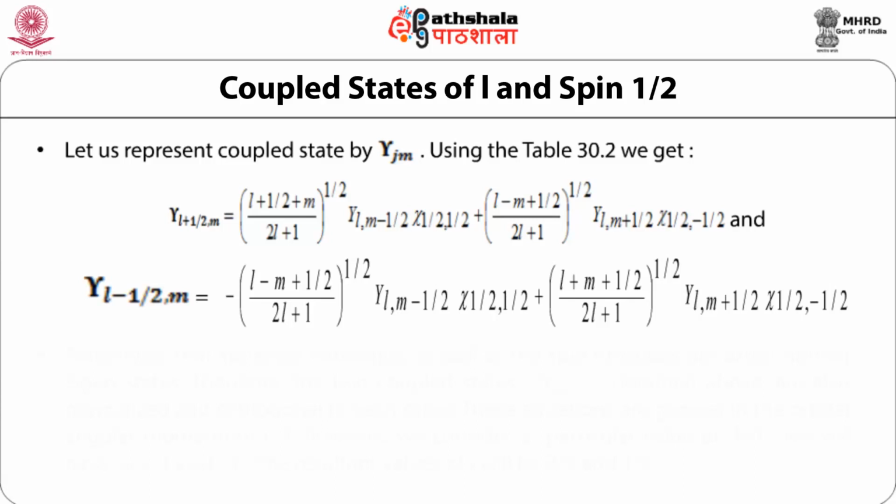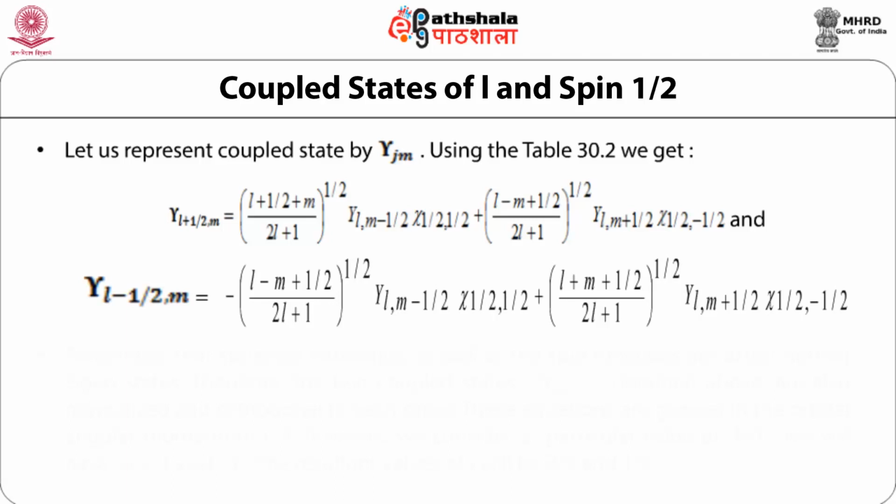Similarly, the other value that we get for the coupled state is Y_L minus half, comma m, equal to minus of bracket open L minus m plus half upon 2L plus 1 whole to the power half times Y_L,m minus half times xi_half,half plus bracket open L plus m plus half upon 2L plus 1 bracket close whole to the power half Y subscript L,m plus half times xi subscript half,minus half.